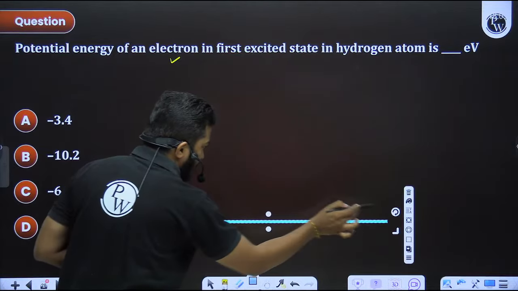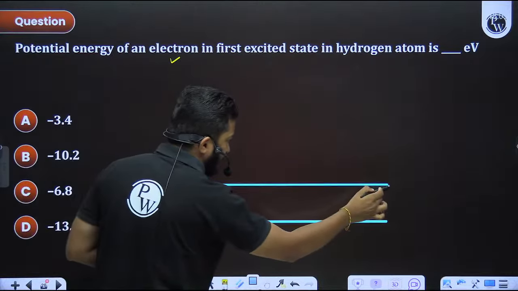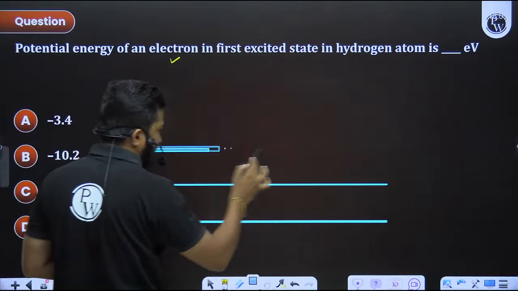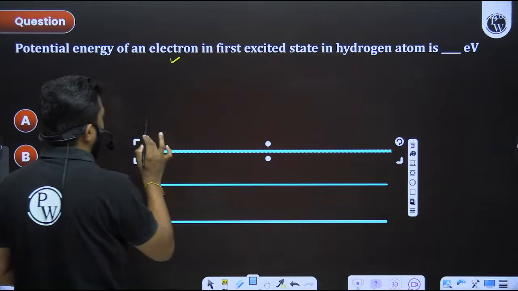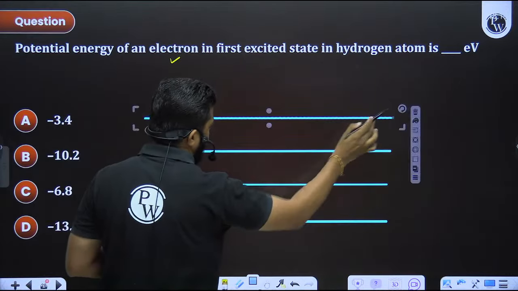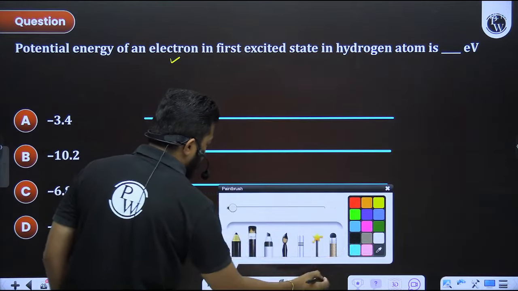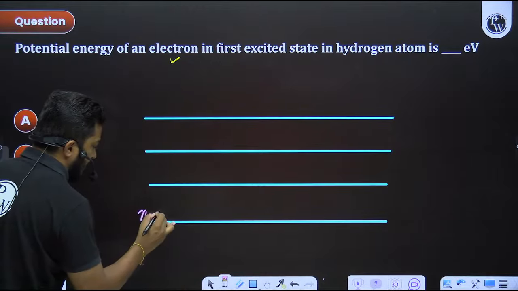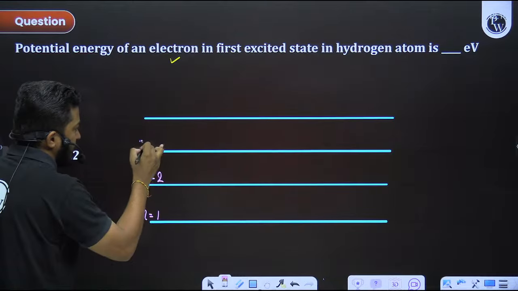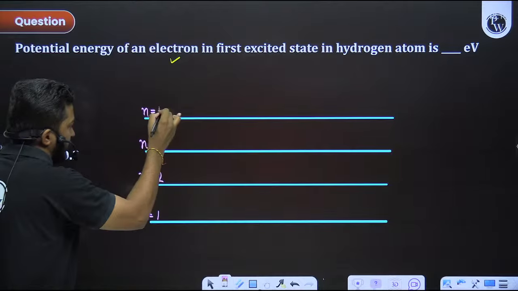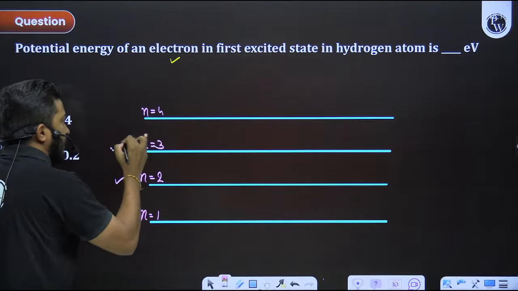Okay, so the very first initial stage is n equals 1, the base state. Then the first excited state is n equals 2, then n equals 3, n equals 4. So in the base state, for the first orbit, n equals 1, n equals 2, n equals 3, n equals 4. First excited state, second, and it is third.